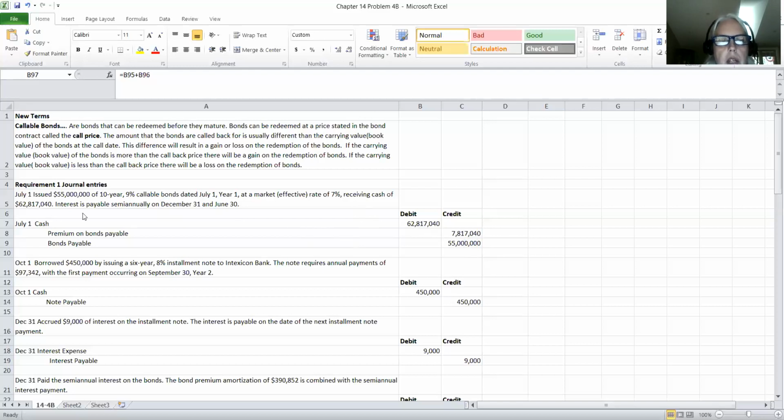So the cash was given, the face value of the bonds was given, and the difference between these two is the premium. So 62,817,040 minus 55 million will give you 7,817,040.